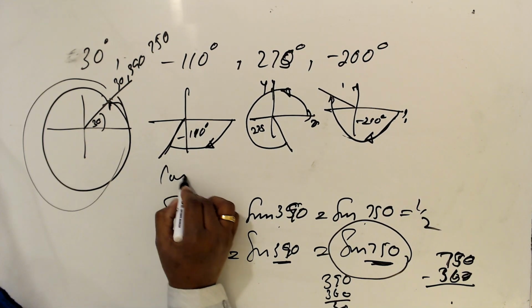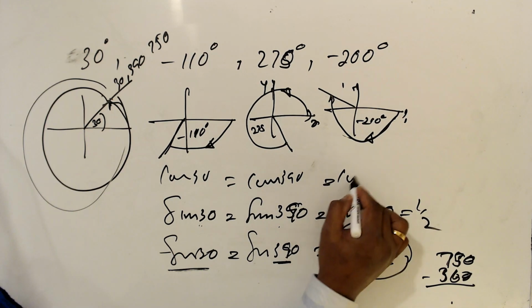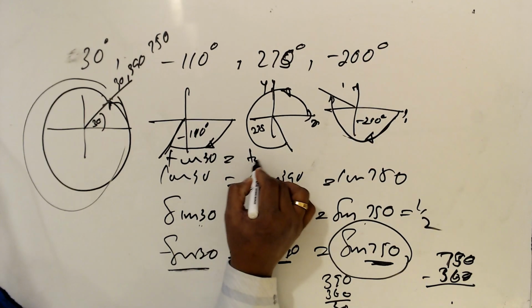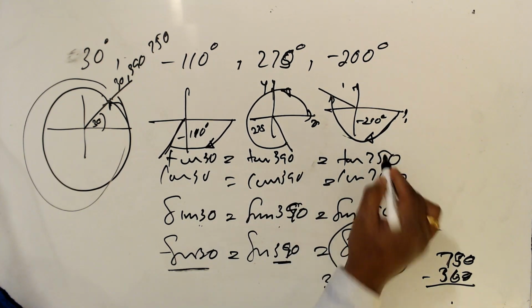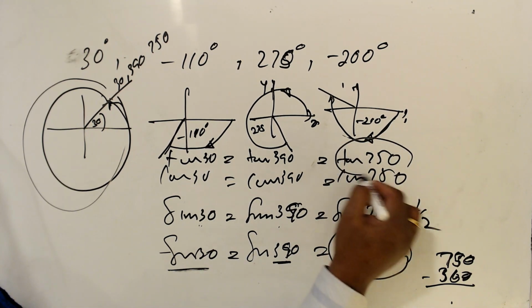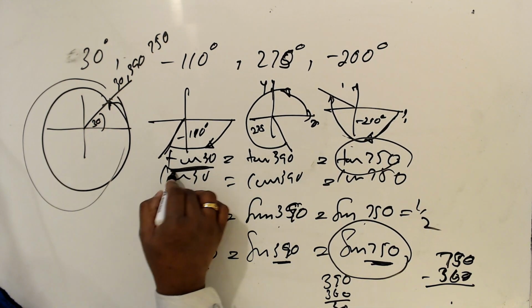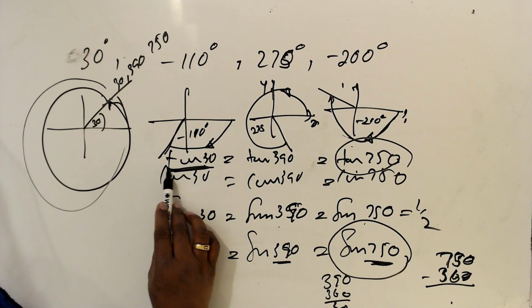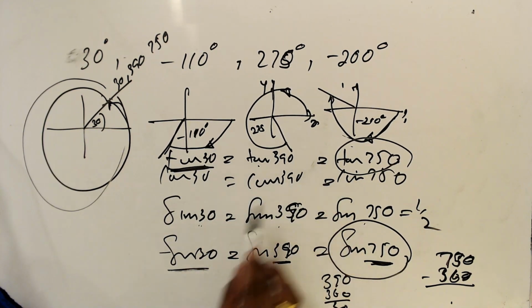This is the same for cos: cos 30 equals cos 390 equals cos 750. Tan is also the same: tan 30 equals tan 390 equals tan 750. If I ask you to find tan 750, take 360 out, and if you find tan 30, that is the answer for tan 750. And check from the calculator: write tan 30, and check the tan 390 value and tan 750.